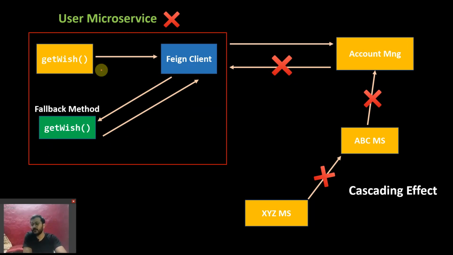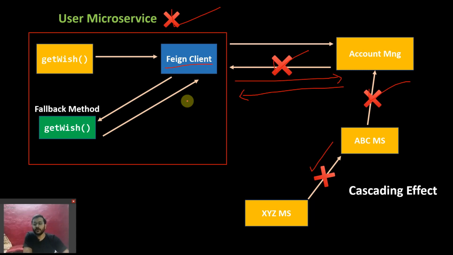Now suppose everything goes fine, right, and this is also working. As soon as this Feign client gets to know that my connection is fine, this is a healthy connection, when I'm sending a request the response is coming, what it will do, instead of taking the output of this method, is send a request to the account management, and whatever result the account management gives, it will give back to the getWish method. It means the user microservice. So I hope you get an idea what circuit breaker is here.